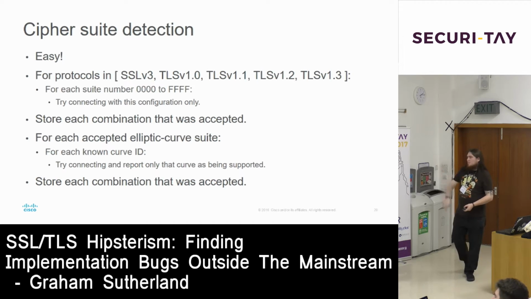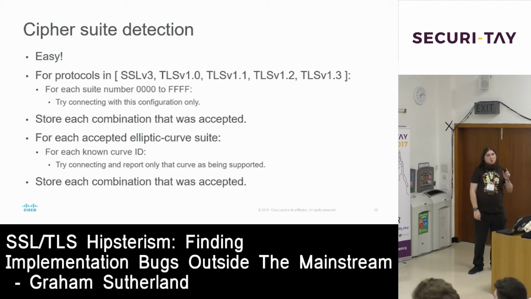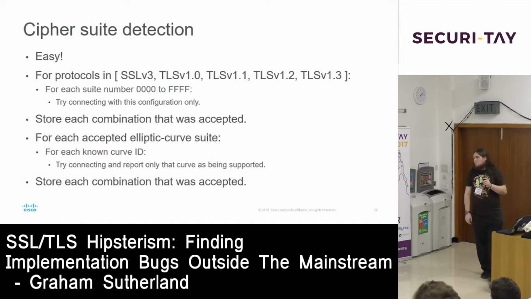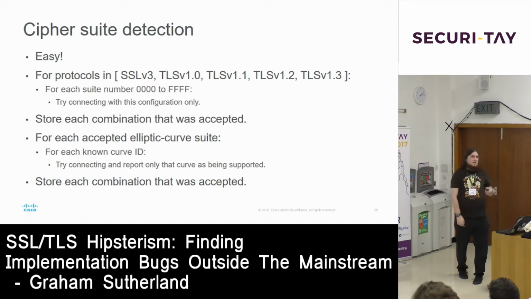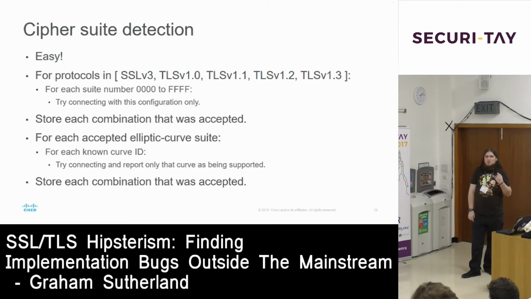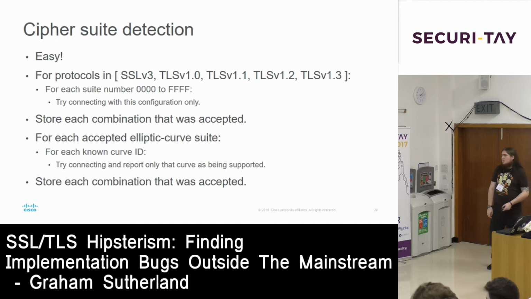So you store the accepted combinations, and then for each accepted one, where you know that the cipher suite is elliptic curve, like ECDH, ECDHE, that kind of thing, you then just, for each curve ID, go round and round again, and try connecting and just report that as being the only one that's supported. And then you store. So that's fairly easy.